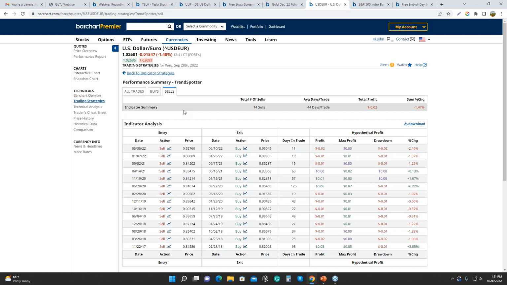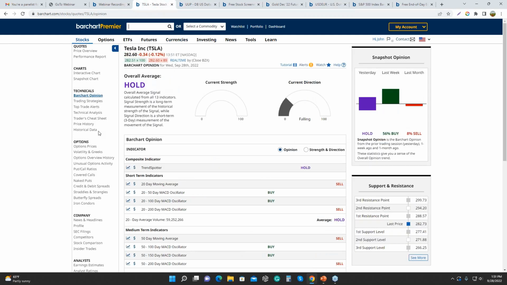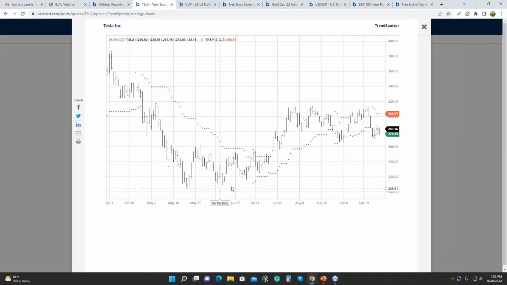All right. There's actually one other way to get there, John. Why don't we go to an equity? Go back to maybe Tesla. Okay, you're on the bar chart opinion page. You were showing folks how to click on the chart icon to show the signal. By Trend Spotter, there's a chart icon and there's a dollar sign. The chart icon shows you where Trend Spotter is on a chart today. That shows you the current signal.